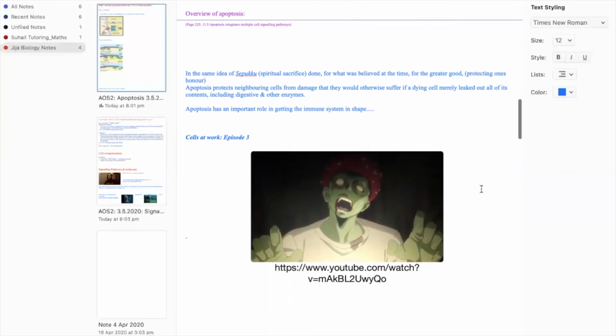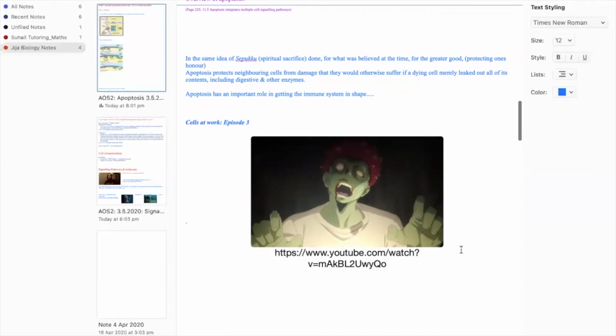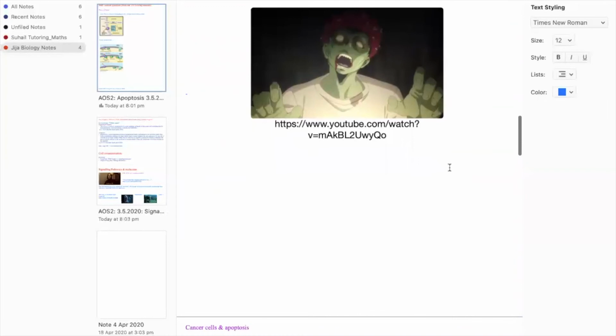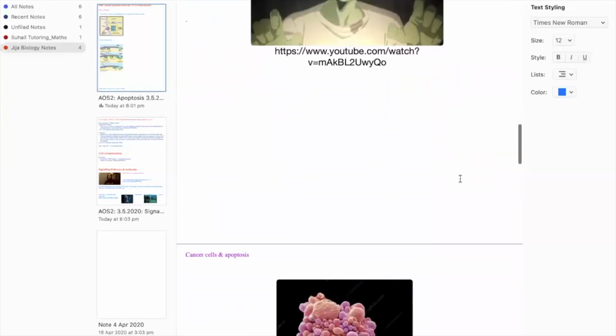Another example is when the body recognizes infected cells, the body undergoes apoptosis, which then kills off these infected cells. And I'm not too sure if you know the show Cells at Work, but episode 3 covers this in detail. It's a very interesting episode.